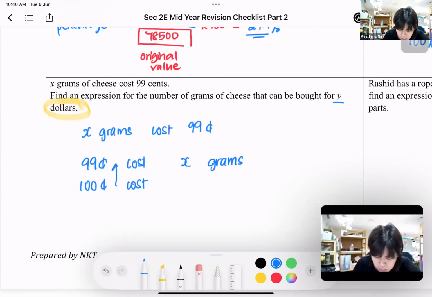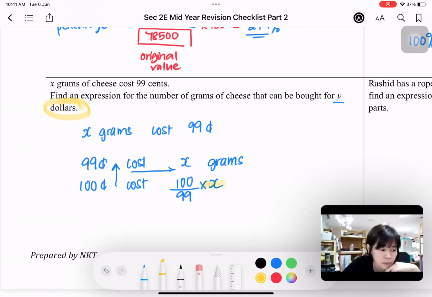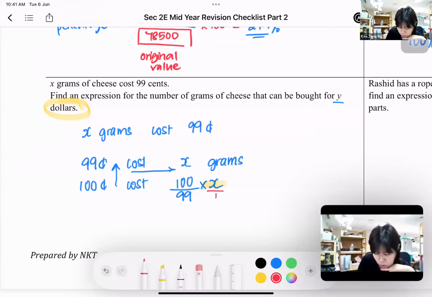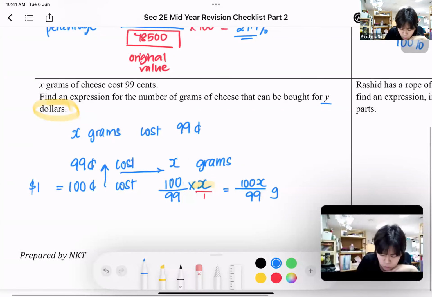So same working. 100 divided by 99 times X. This X, should it be in the numerator or should it be in the denominator? Denominator. Are you sure? Numerator. Yes, this one is in the numerator. So this is actually 100X over 99 grams. And this one already becomes $1, right? So now they want $Y.